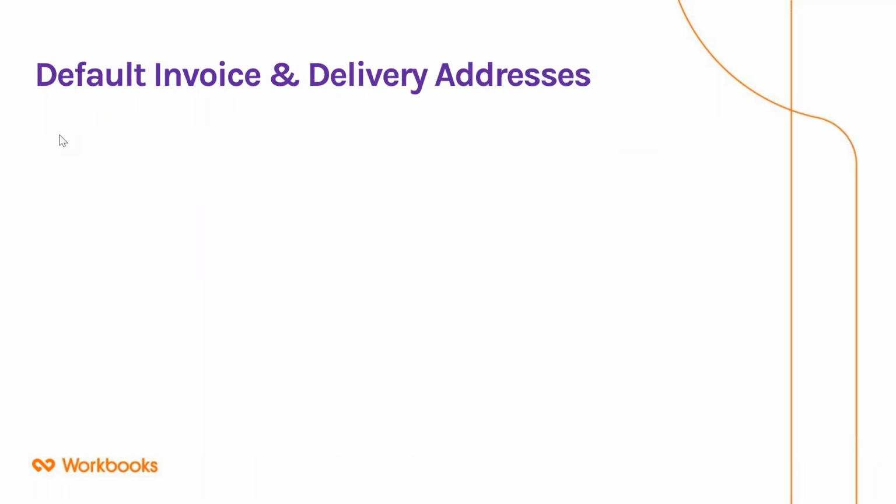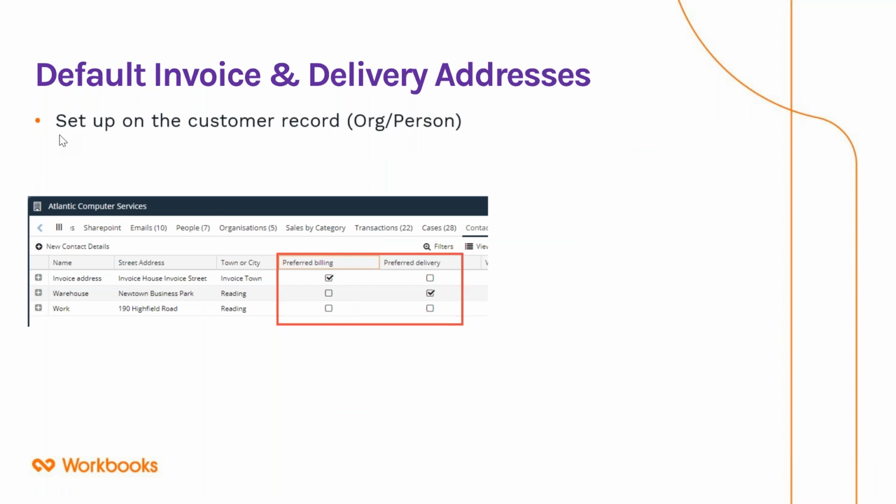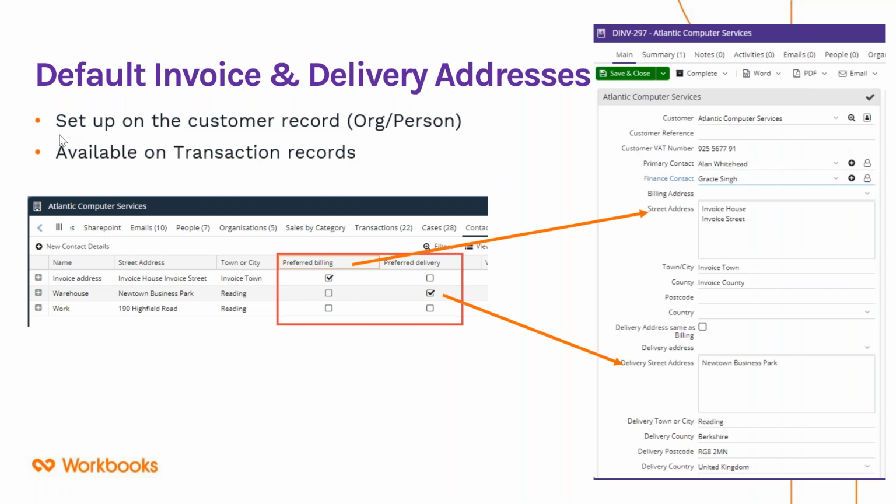Default invoice and delivery addresses. So you set these up on the customer record, so either organisation or person, and they're also available on the transaction records, as I showed earlier.